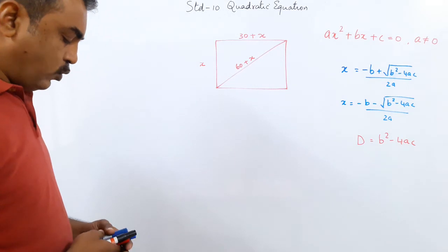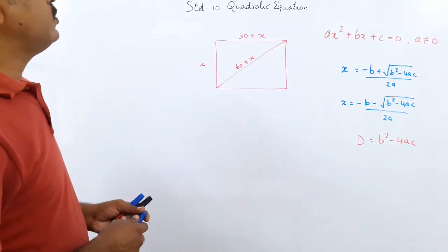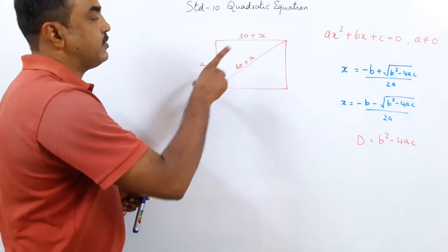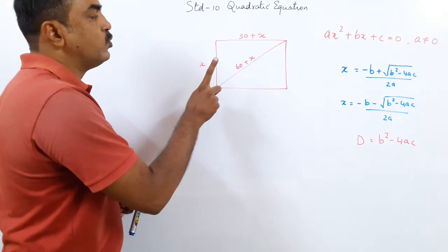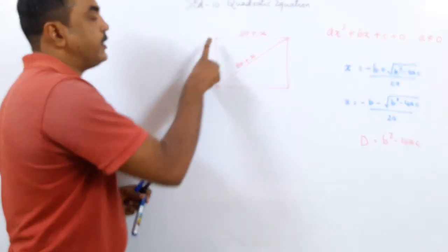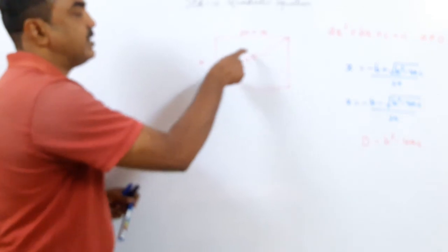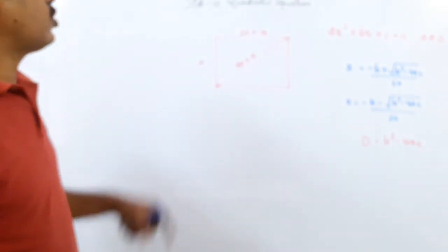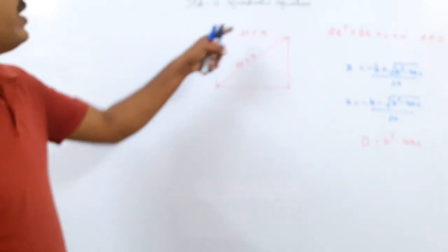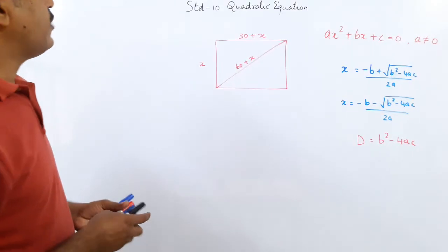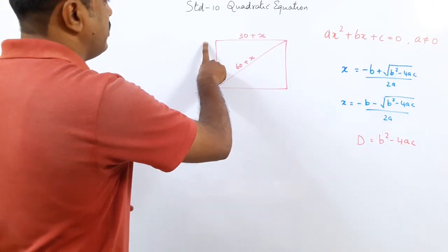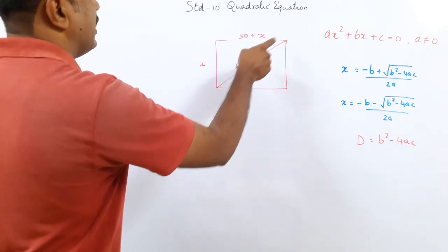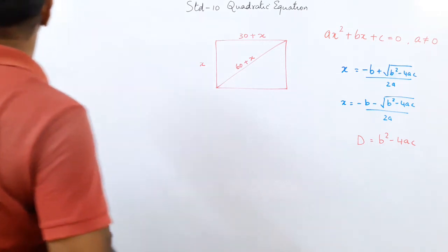Okay? So what will we do here? What can you observe? Again, understand the question. It is given in the book. The diagonal of a rectangle is 60 more than the shorter side. So I have taken the shorter side to be x, and the diagonal to be 60 plus x. The longer side is 30 more than the shorter side. We are told to find out the two sides. So now I have the shorter side in terms of x, the longer side 30 plus x, and the diagonal 60 plus x.